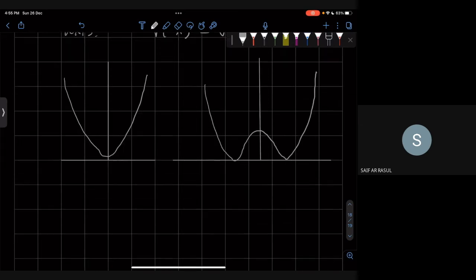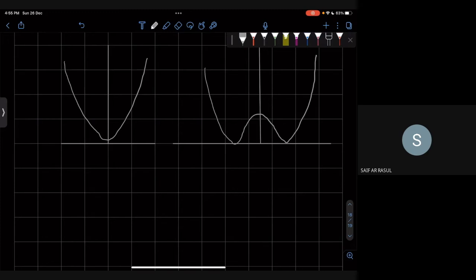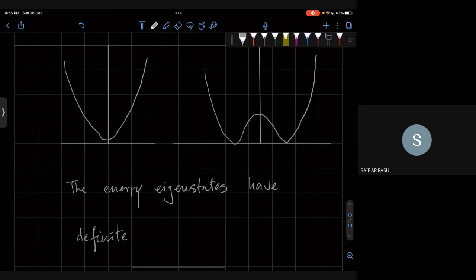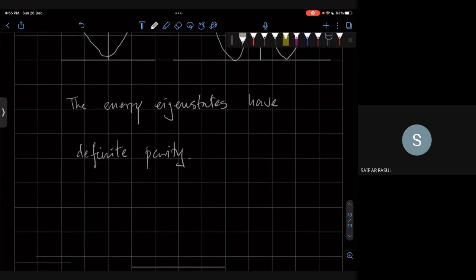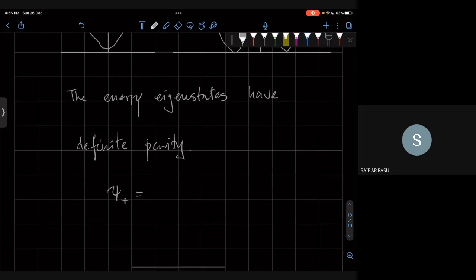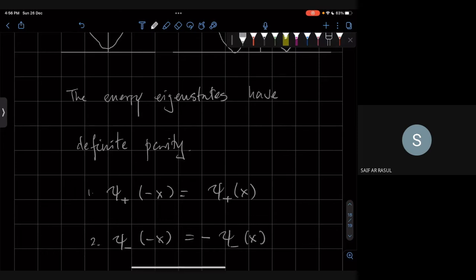So for such potentials, it's easy to see that the wave functions, the energy eigenstates, have definite parity. That is, they will either be of this form, psi of minus x is equal to psi of x, or psi of minus x will be equal to minus psi of x. Okay.